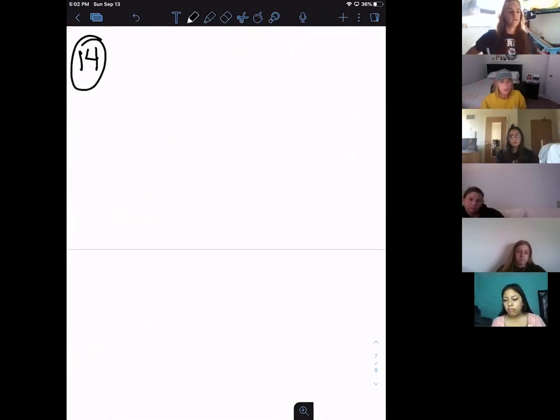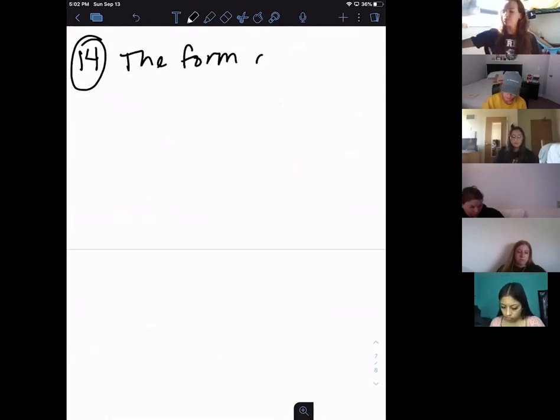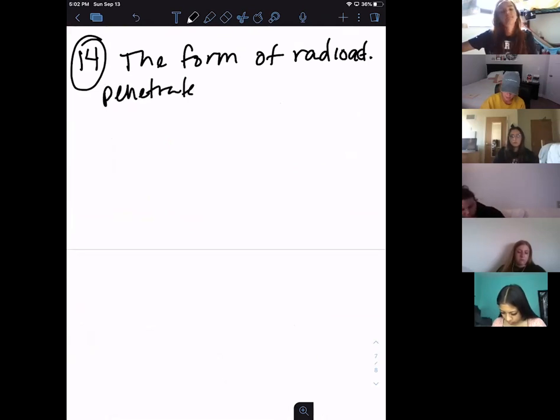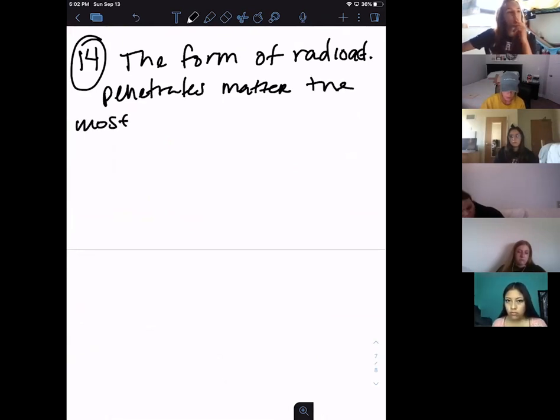Okay, the form of radioactivity that penetrates matter the most easily is what?